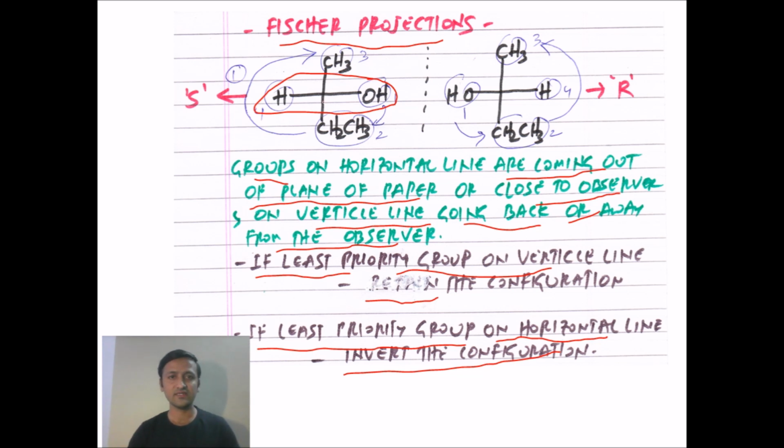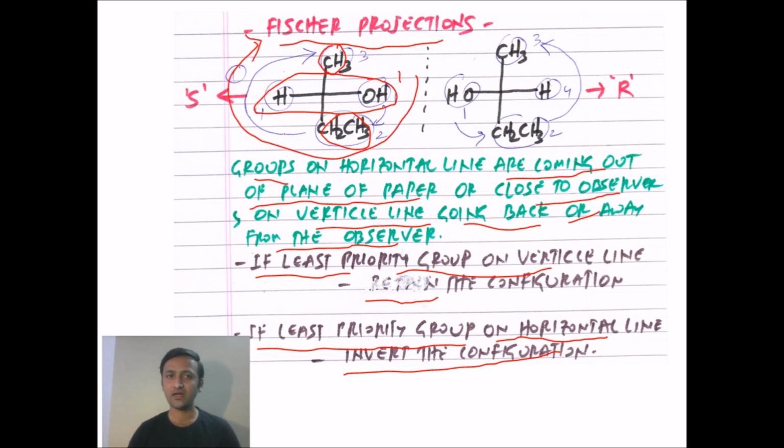Okay, so just take this example now. We can give the priority, right? First one, the highest priority, we can take it as OH, because we got oxygen. Second one ethyl, third one methyl. And if you take direction now, 1 to 2 to 3, we need to move in clockwise direction, right?